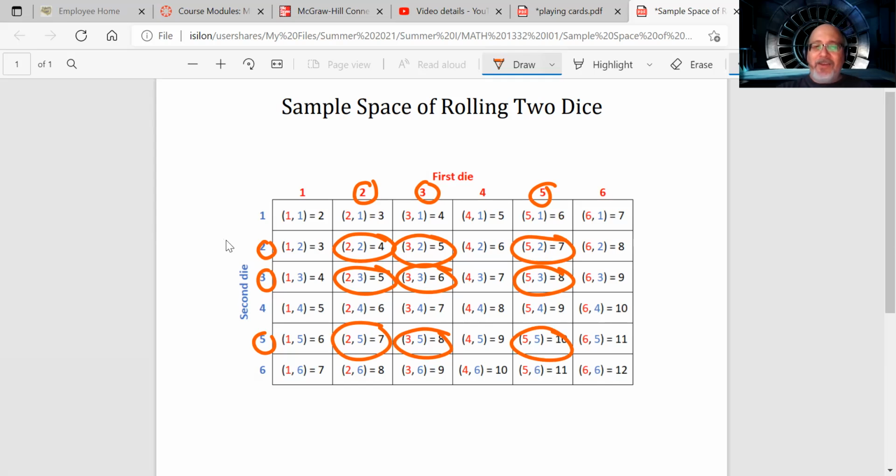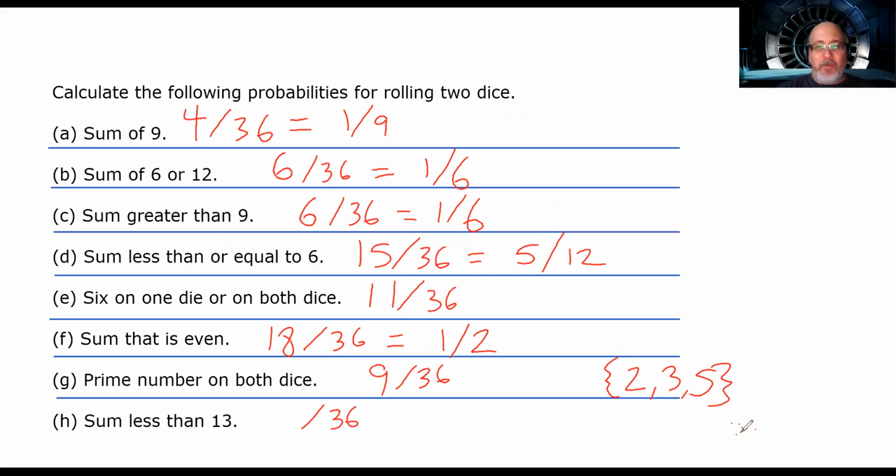It's a total of 9, which means our probability is 9 out of 36, which reduces to 1/4. I was confusing it with the first one. 4 out of 36 reduces to 1/9. 9 out of 36 reduces to 1/4.